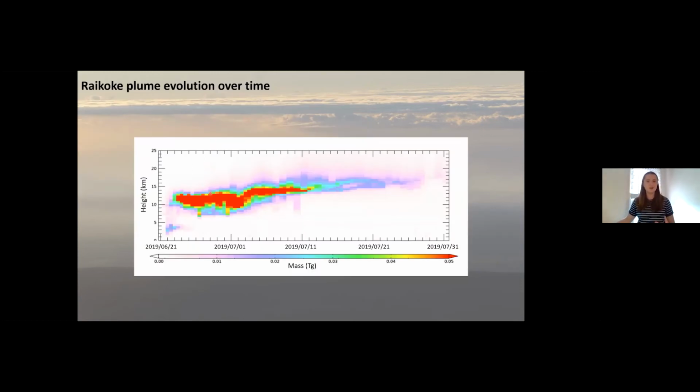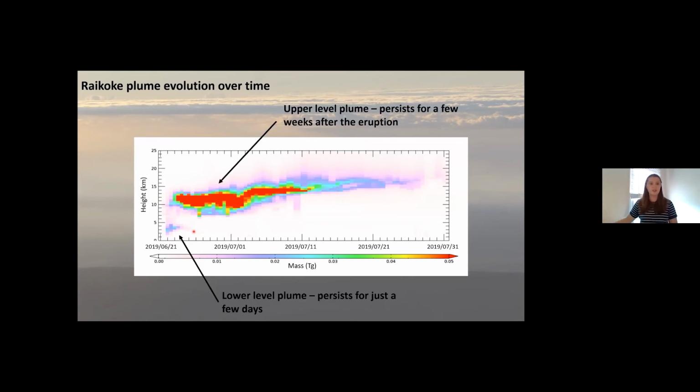So this is our density plot shown with this new implementation. We can see our lower plume at the beginning of the eruption here, which lasts for just a few days. Then we can see our higher plume, which is no longer ending up at 7 kilometers. And this plume lasts for several weeks after the eruption took place.